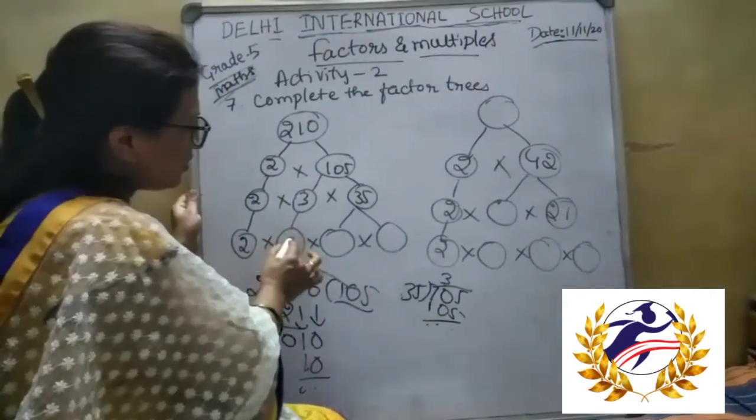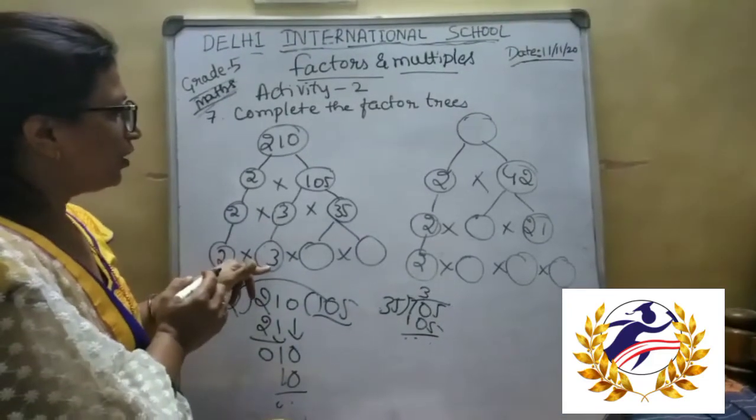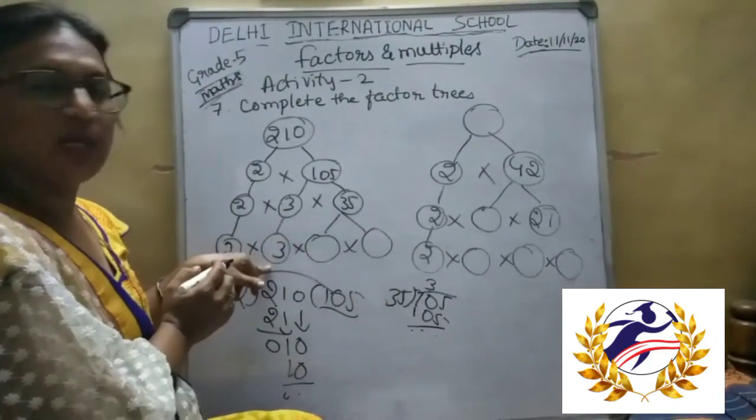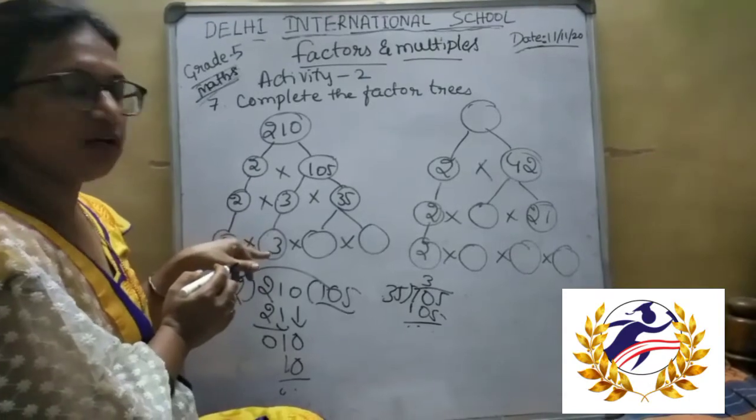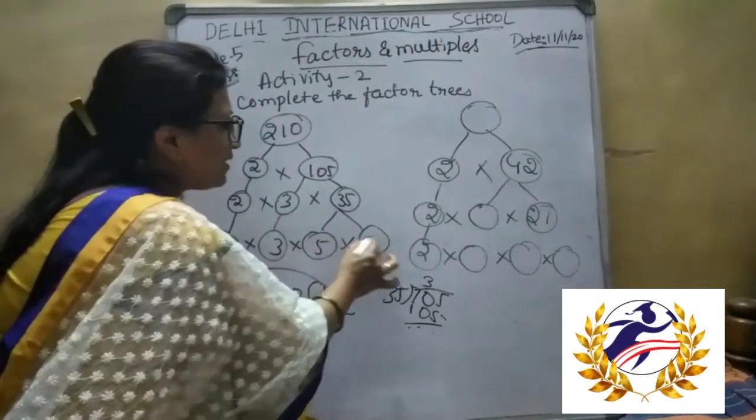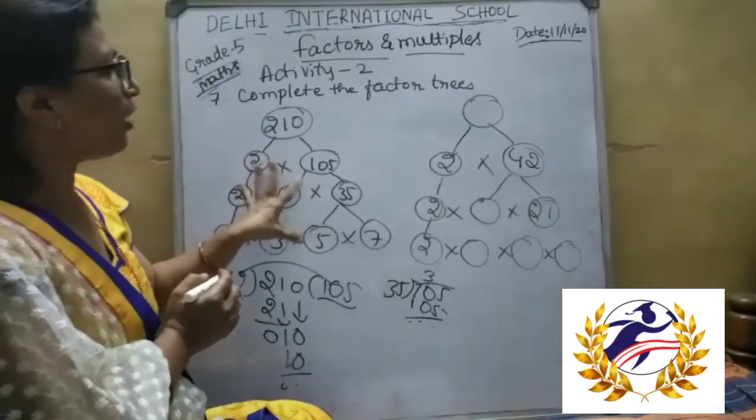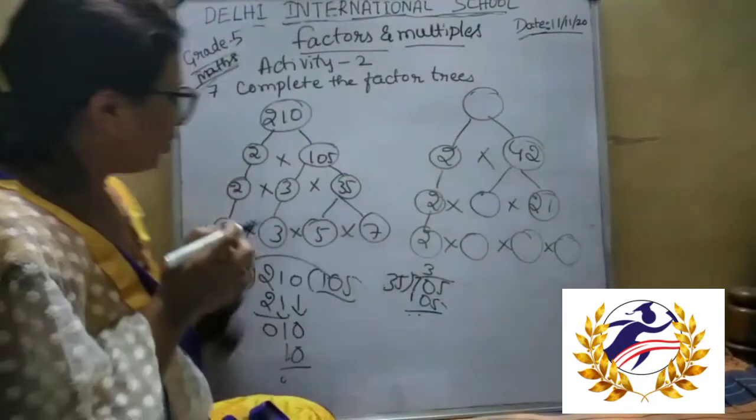Then this 3 we have to put as it is, because 3 does not come in any other table. So 5 7s are 35. This is how we have to fill up the circles.